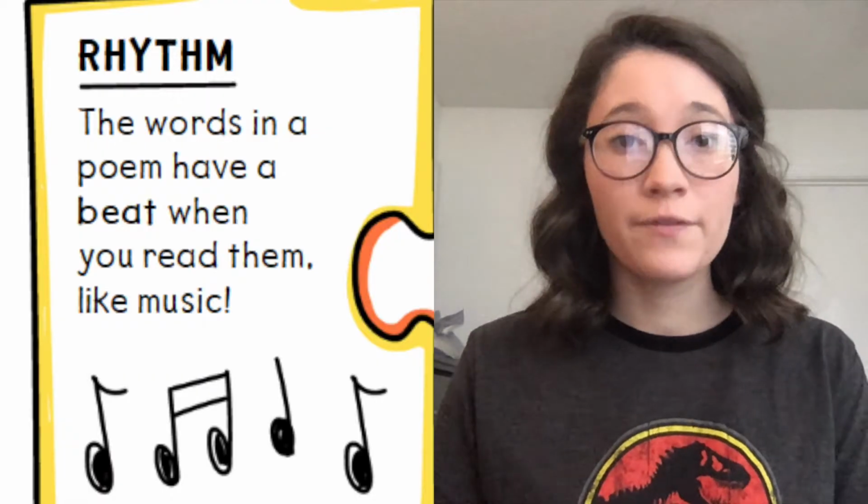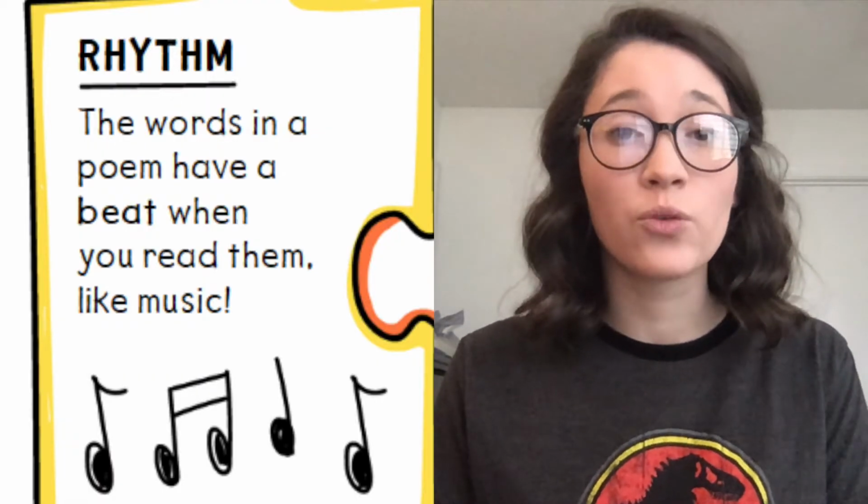This week for reading and writing, we are going to be learning about the different elements of poetry. We are going to be looking at rhythm, alliteration, and describing words. I'm so excited to jump into this because this is one of my favorite things to teach. The first thing we're going to be looking at today is rhythm.